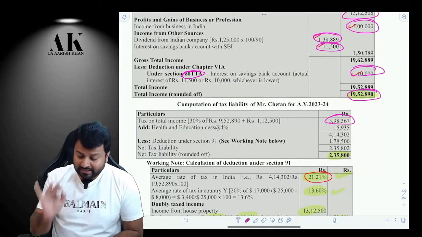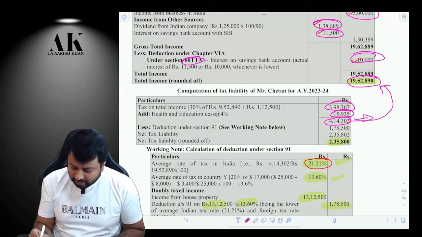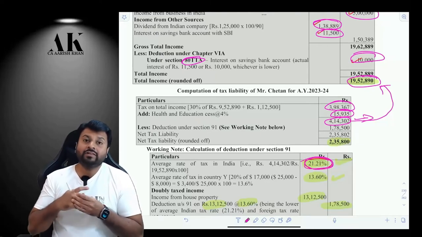Be very careful. Here the real journey of this question starts. On that, you will apply 4% cess, and this is the tax liability which you are going to get. Now, this divided by your total income, you will get what? You will get your average rate in India. Now, what is the average rate in the foreign country?